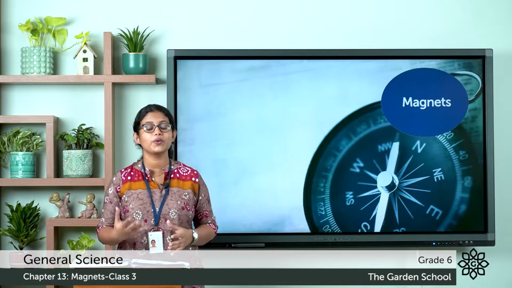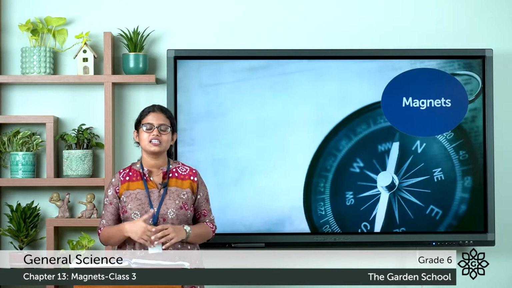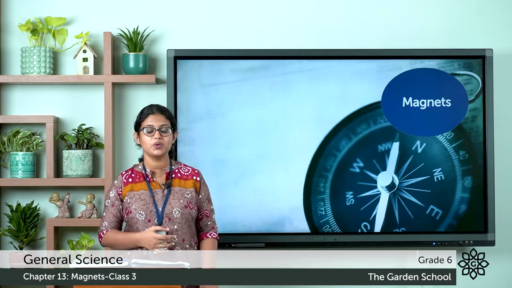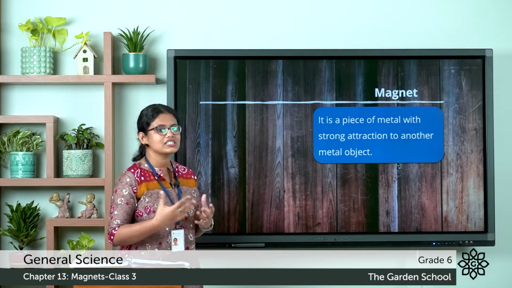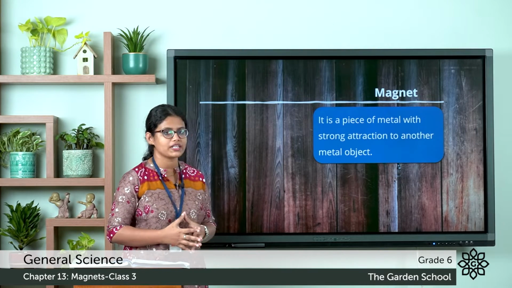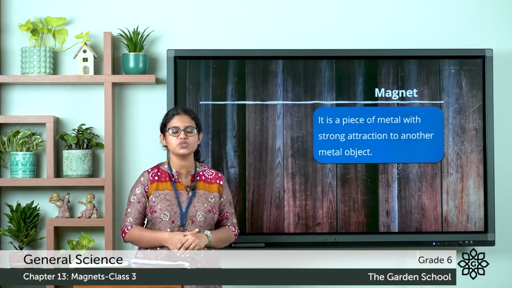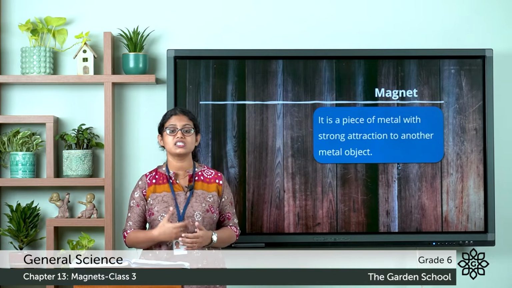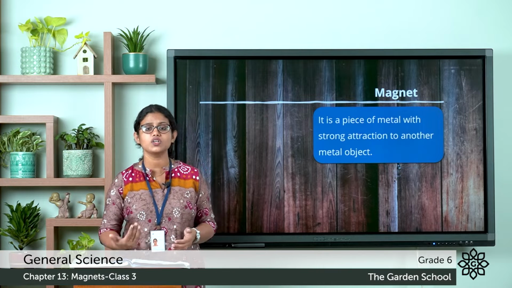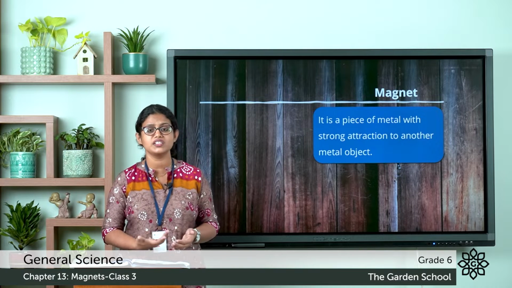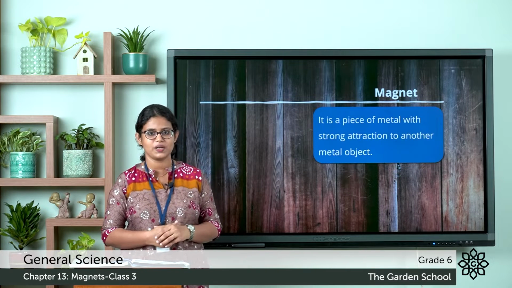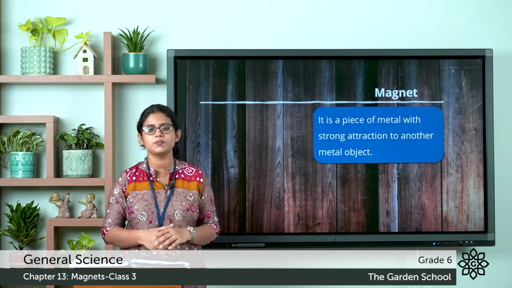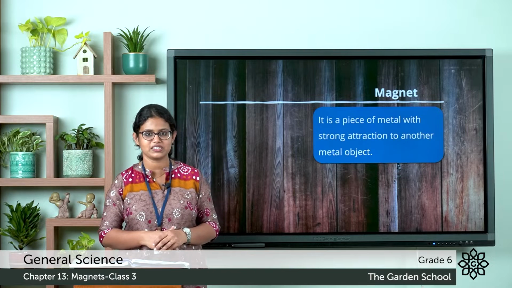Today, we are going to discuss some other properties of a magnet. So, you all know what a magnet is. What is a magnet? It is a piece of metal with strong attraction to another metal object. So, a magnet is an object that attracts other objects that are made of iron, cobalt, nickel, etc. Now, let's discuss a few other properties of a magnet.